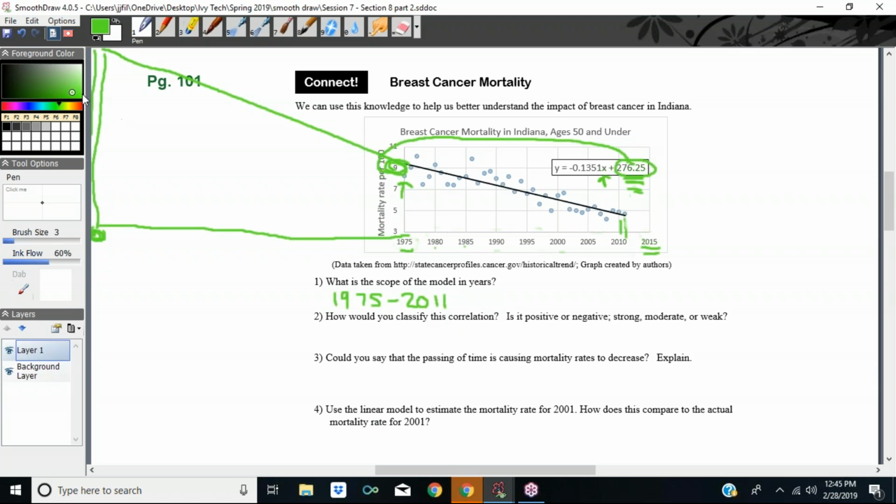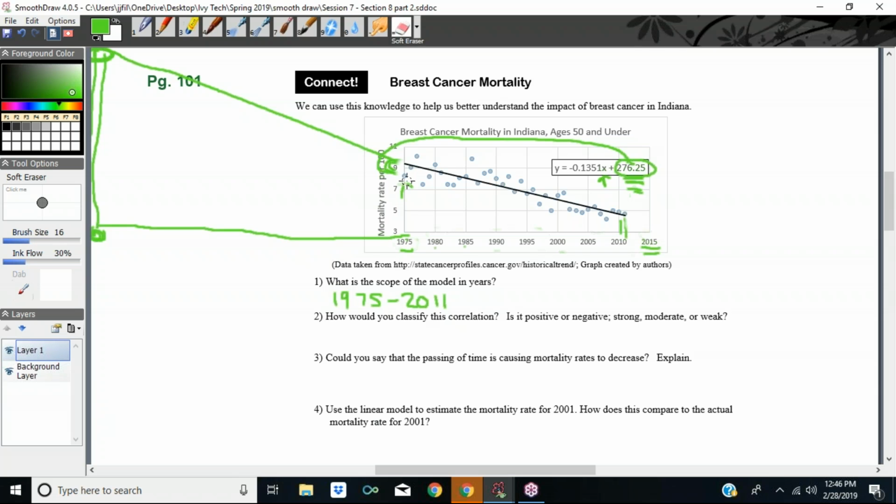There's the 0. So this point up here would be 276.25. The graph's a little bit deceiving because it ends at 1975. So you have to be careful that you don't call this 276.25 the Y-intercept of this particular graph.